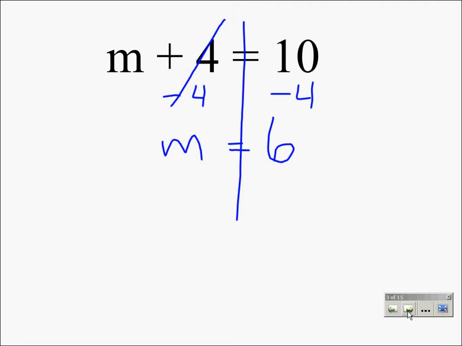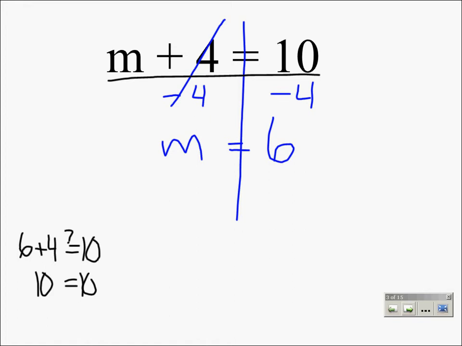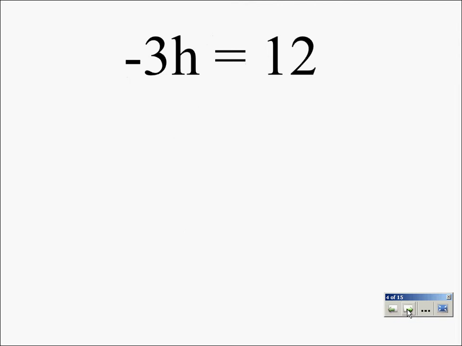The reason m equals 6, if you want to plug that back in, is that these two are the exact same thing. They're equal to each other. So if I wanted to rewrite this equation, I could write 6 instead of the m, plus 4 should equal 10. And we're wondering if this is true. Did our solution work? 6 plus 4 is 10, and 10 equals 10. So our solution was correct. That's a way to check it. Let's go on to the next one.